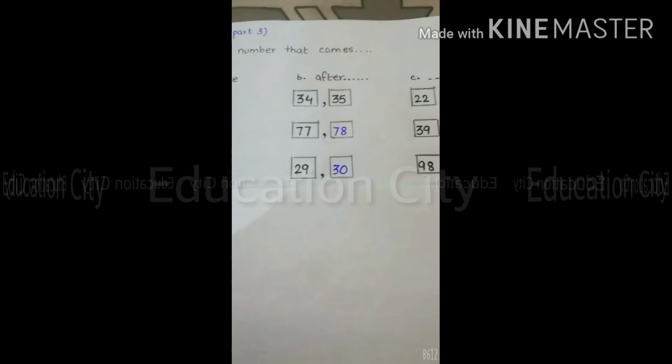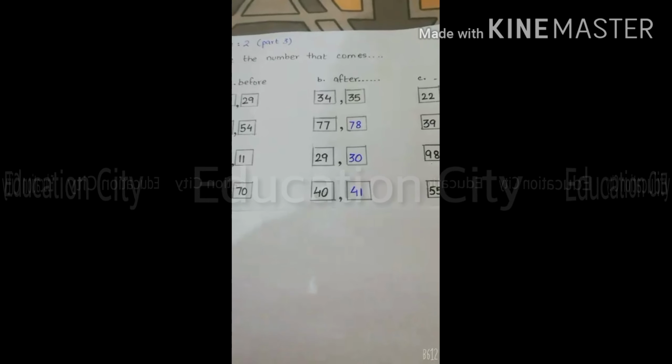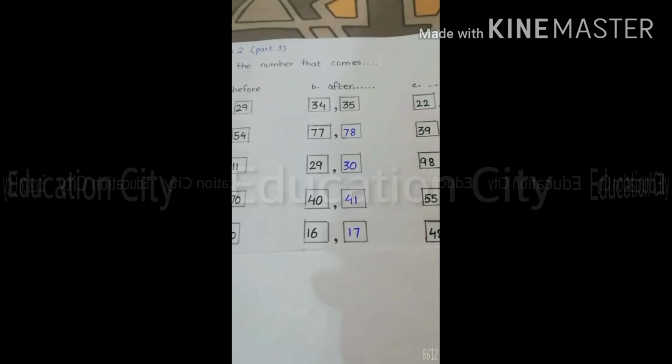Okay, now move to the next part. 77 ka after number hai 78. 78 is after number of 77. Now move to the next part. 29 ka after number hai 30. So 30 is after number of 29. Then the next part is 40. 40 ka after number hai 41. 41 is after number of 40.